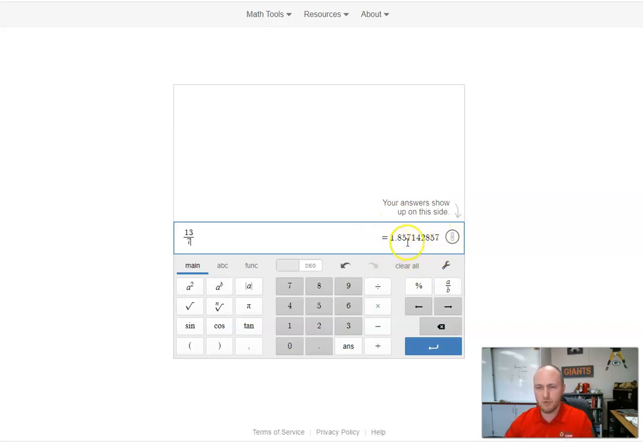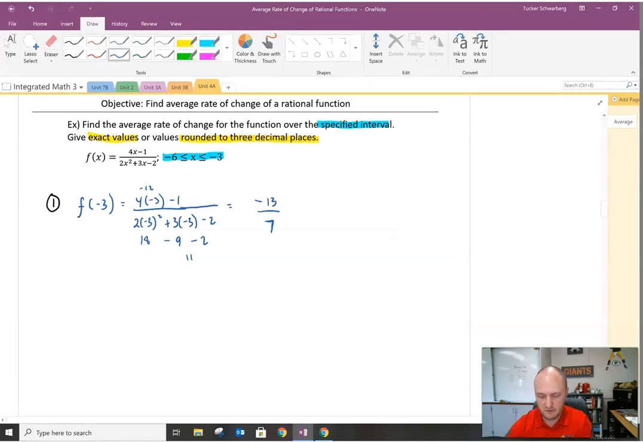So approximately negative 1.857. So I'm using 3 decimal places because they said 3 decimal places.